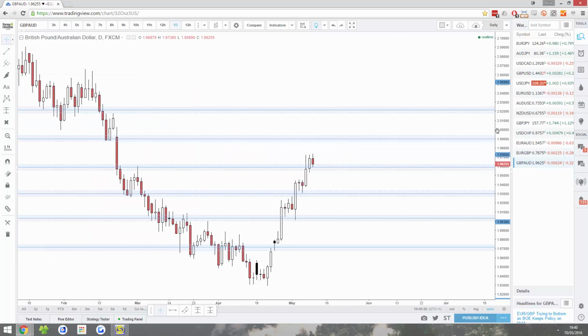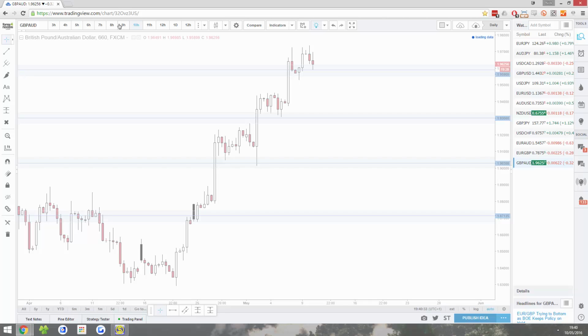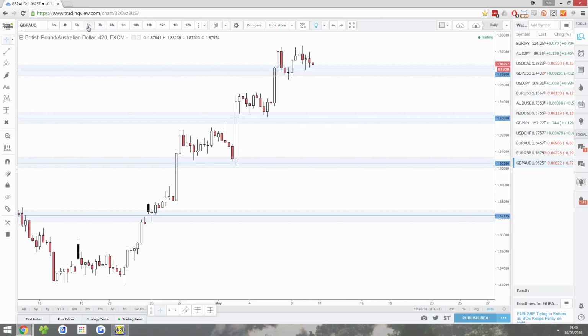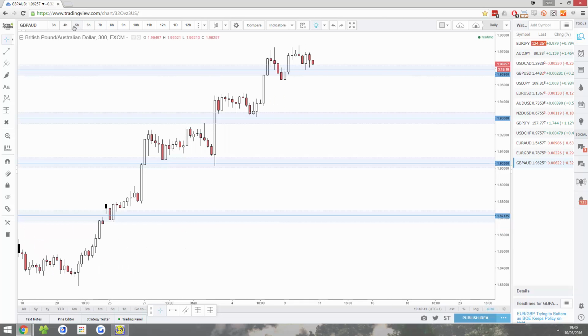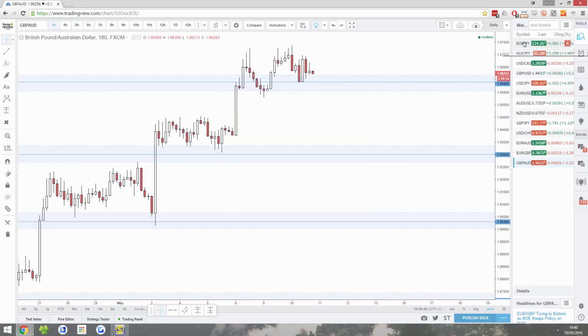Nothing, and GBP AUD is just above a resistance area. That's probably turned into support. Looks like it's turned into support, so nothing much worth trading here either. Flick through all the timeframes anyway, because I always do, but yeah, nothing worth trading. So what do we have today?